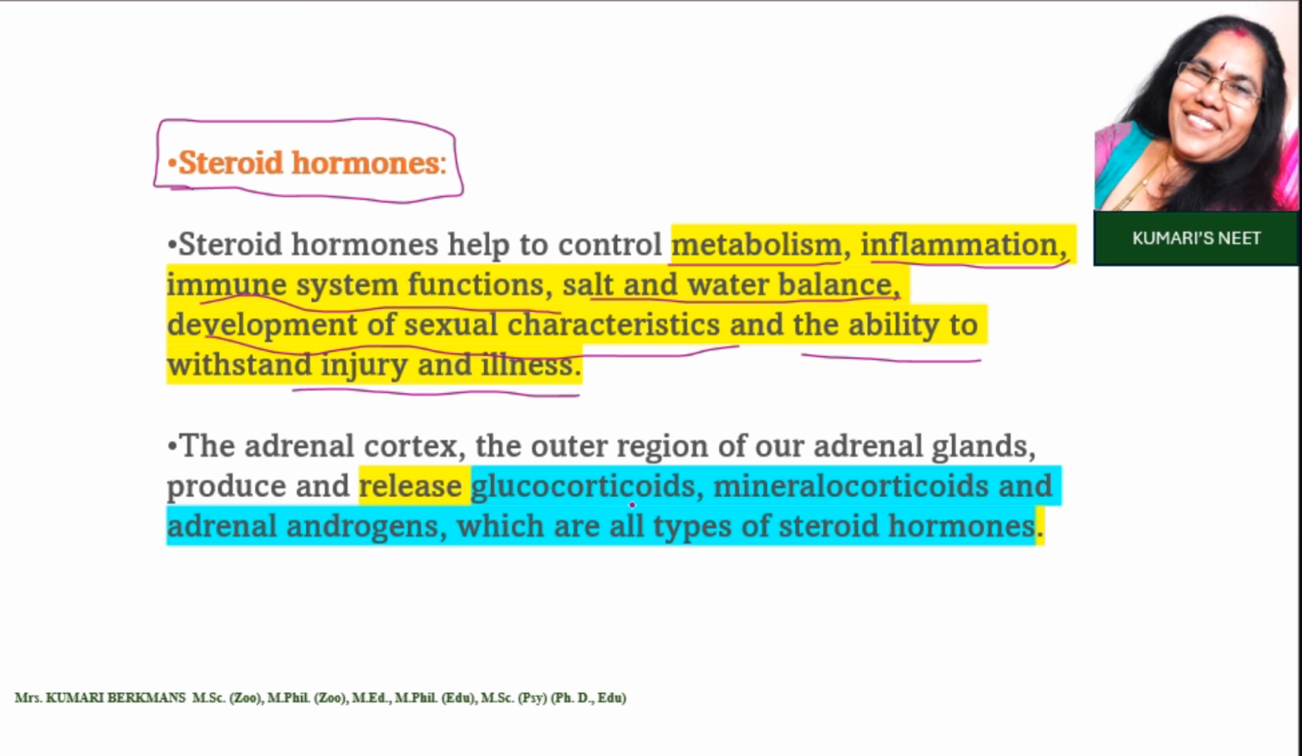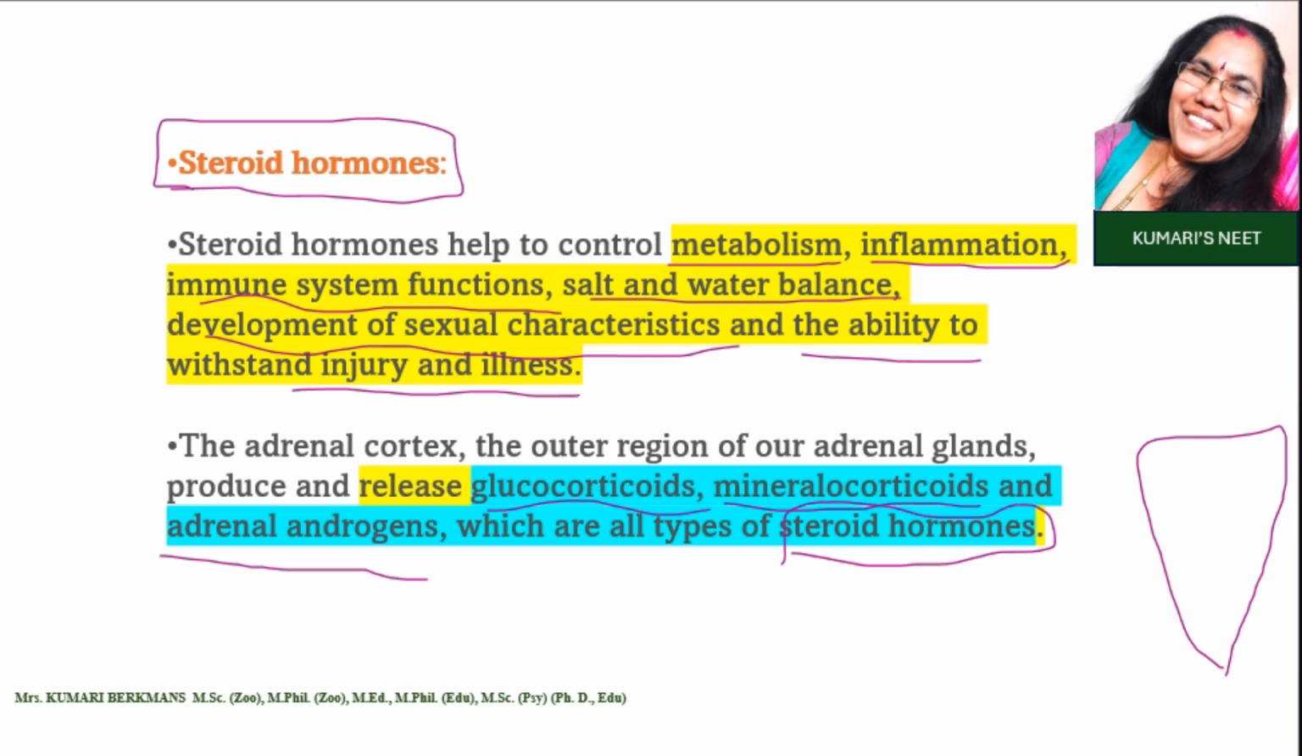And the adrenal cortex, we have already seen the adrenal cortex, isn't it? They release glucocorticoids and mineralocorticoids, and adrenal androgens, which are types of steroid hormone. What is a steroid hormone in the sense? Adrenal androgens, glucocorticoids and mineralocorticoids. All these three are called steroid hormones.